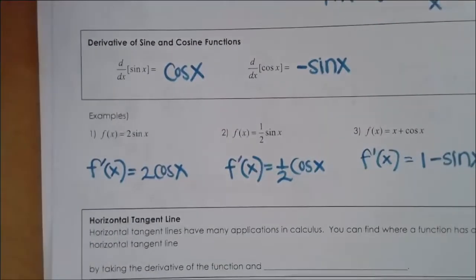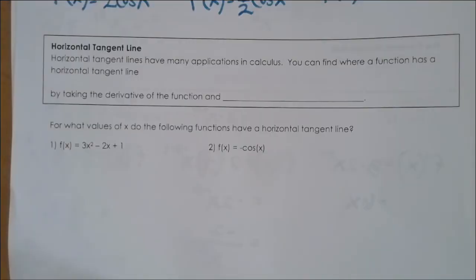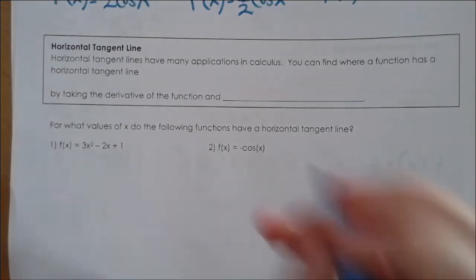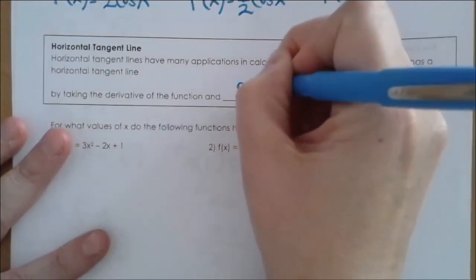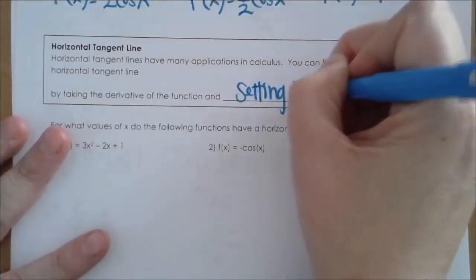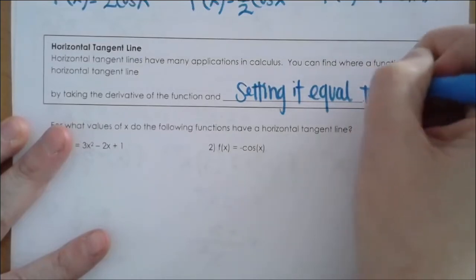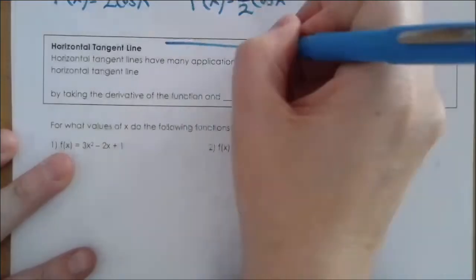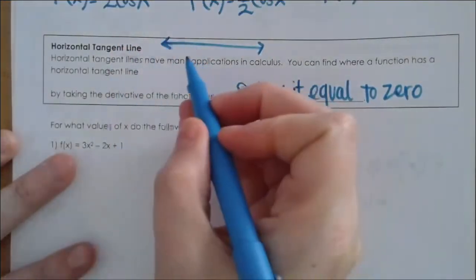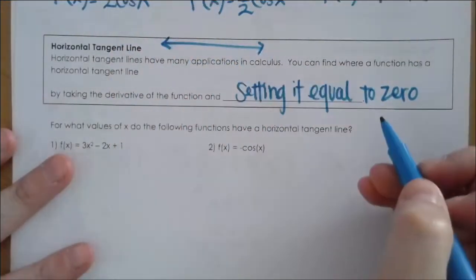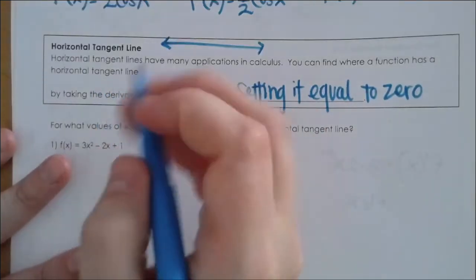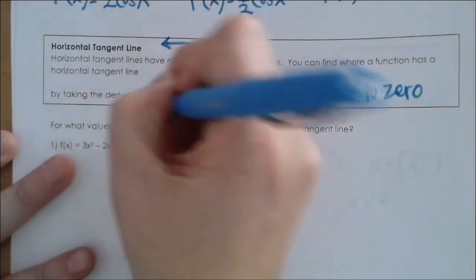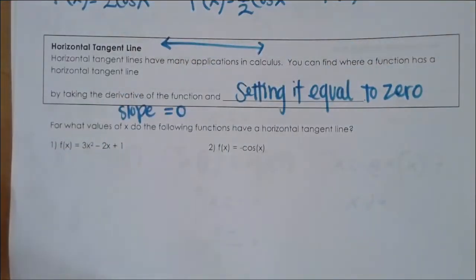Next, we have a horizontal tangent line. Horizontal tangent lines have lots of applications. You can find where a function has a horizontal tangent line by taking the derivative of the function and then setting it equal to 0. What this does, a horizontal tangent line needs to look like this. And we know that that horizontal tangent line needs to have a slope of 0, so the derivative slope needs to equal 0.